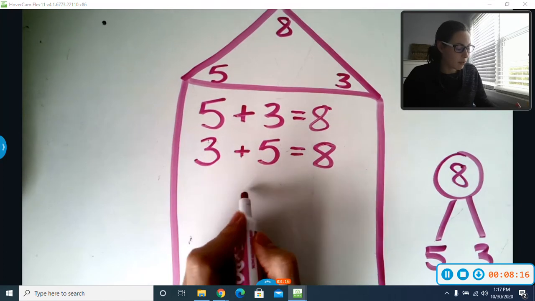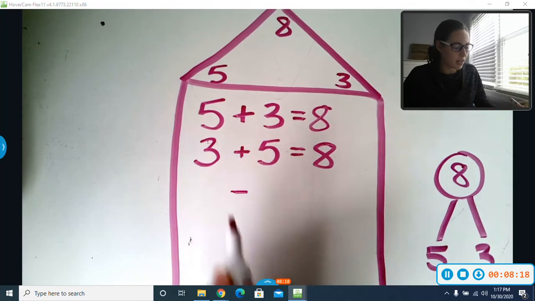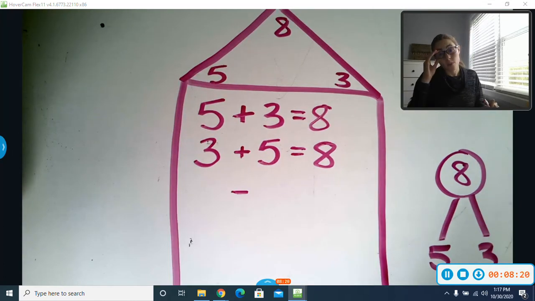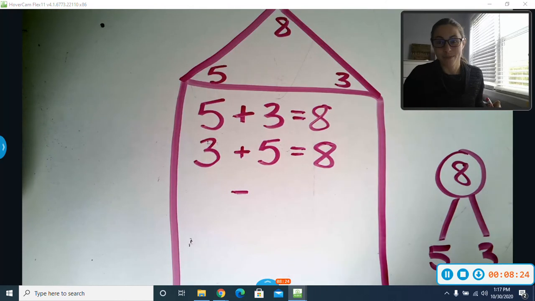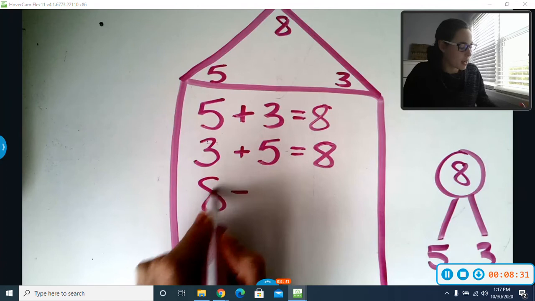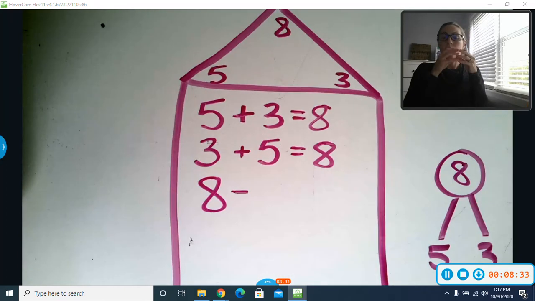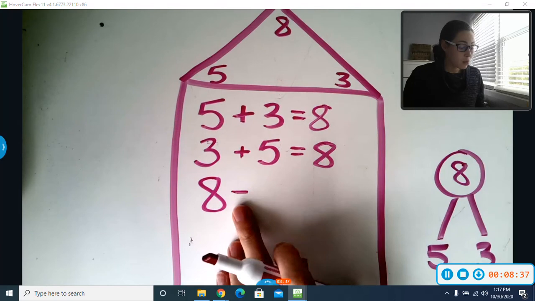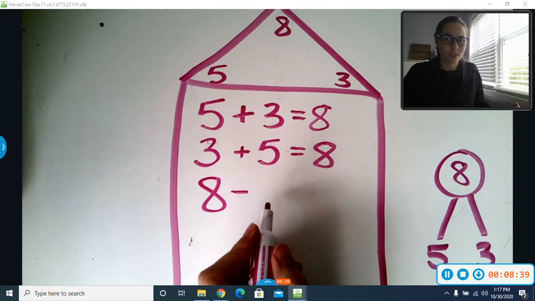Now it's time for subtraction. This is where we have to start with one number. There's only one number we can start with. What number is it? It's our whole number. We must start with our whole number, 8. We're taking 8 and we're going to now split it into the parts. 8 split or take away, what part do you want to use first? Let's use 5.